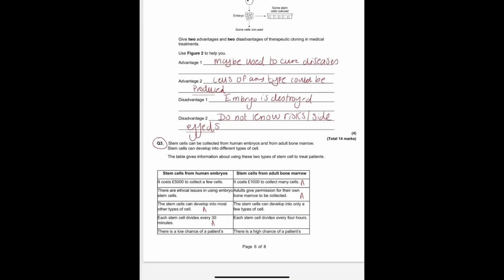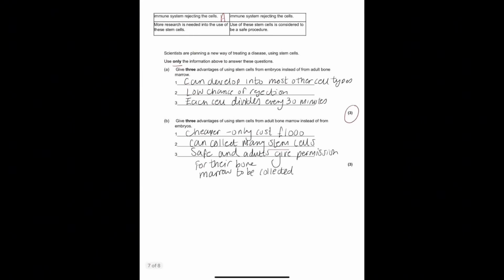There is a high chance of a patient's immune system rejecting the cells. That's definitely a disadvantage. And the use of these stem cells is considered to be a very safe procedure, and that is an advantage. Okay, so again, we are identifying them. So I wrote down cheaper, only costs £1,000, can collect many stem cells, safe, and adults give permission for their bone marrow to be collected. You can either write down safe or adults give permission for their bone marrow to be collected, and that's your 3 marks.